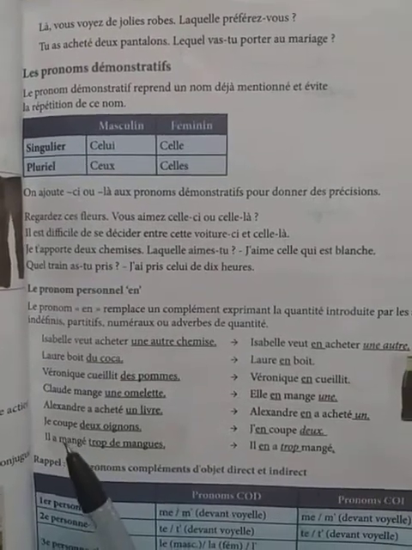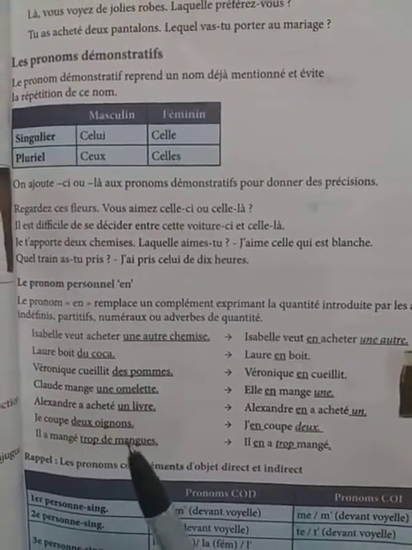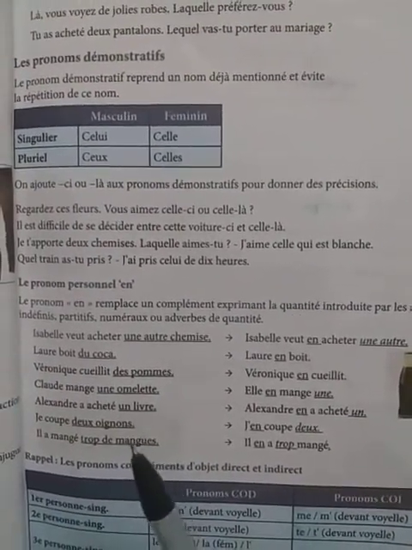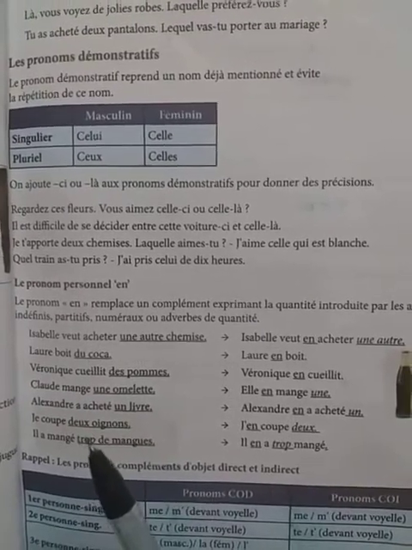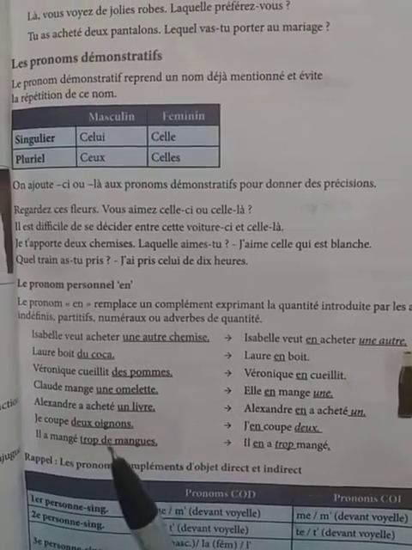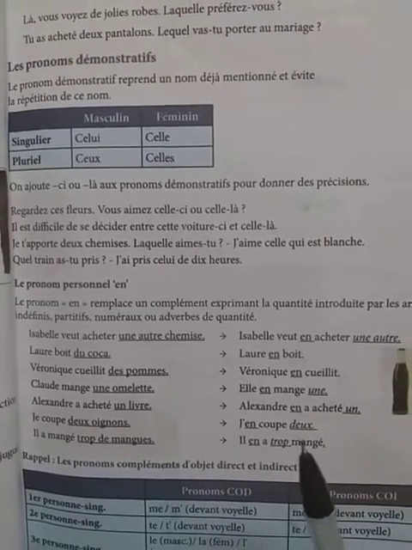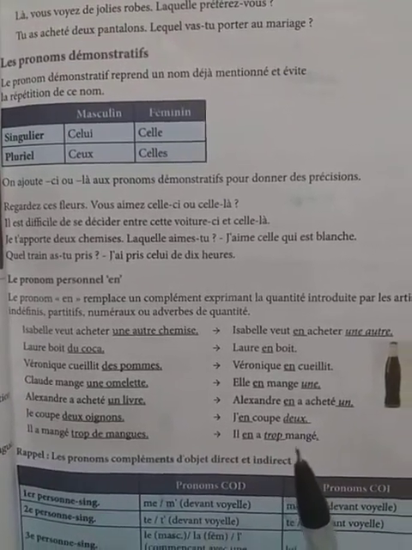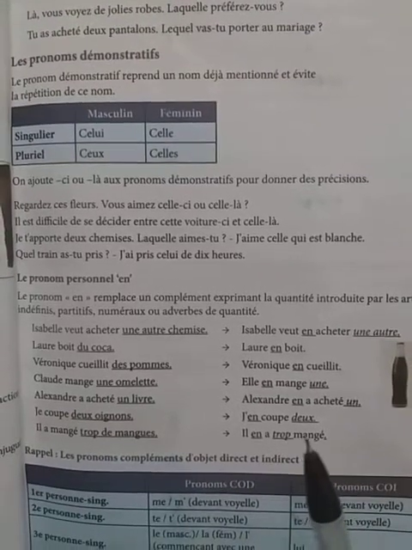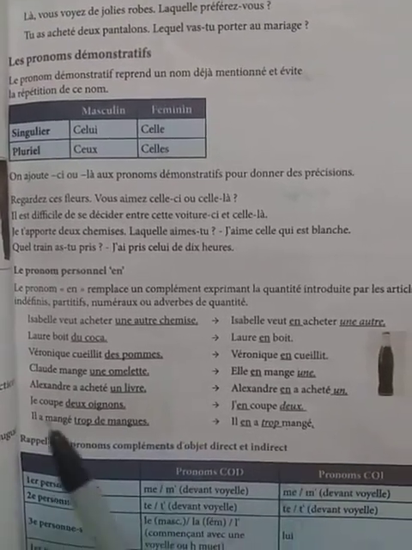Next one, je coupe deux oignons. I cut two onions. Here again a number is given, two. So you have to replace only the noun oignon. J'en coupe deux. I cut two of it. Numbers are given.